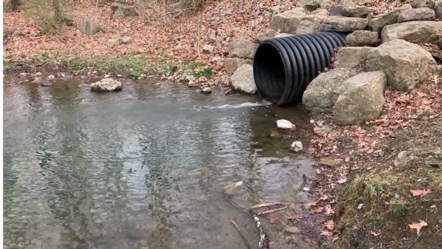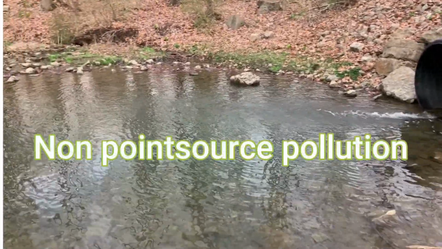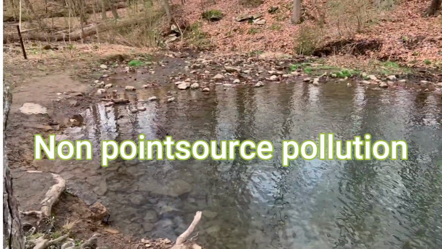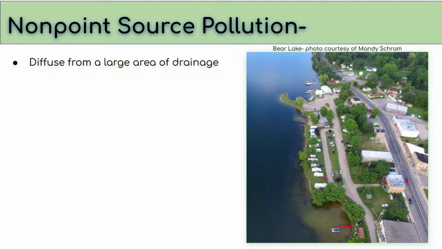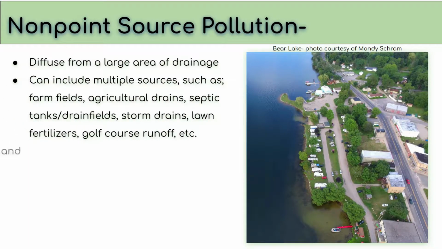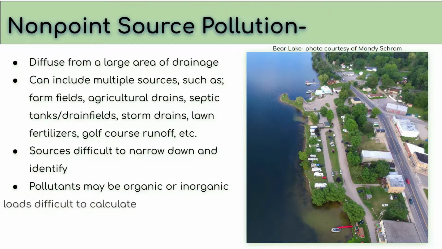This type of pollution is called non-point source pollution and is the cumulative effect of small amounts of contaminants gathered from a large area. Accumulated from a large area of drainage, it can include multiple sources such as farm fields, agricultural drains, septic tanks, drain fields, storm drains, lawn fertilizers, golf course runoff, etc. Sources are difficult to narrow down and identify. The pollutants may be organic or inorganic, and the pollutant loads are difficult to calculate.